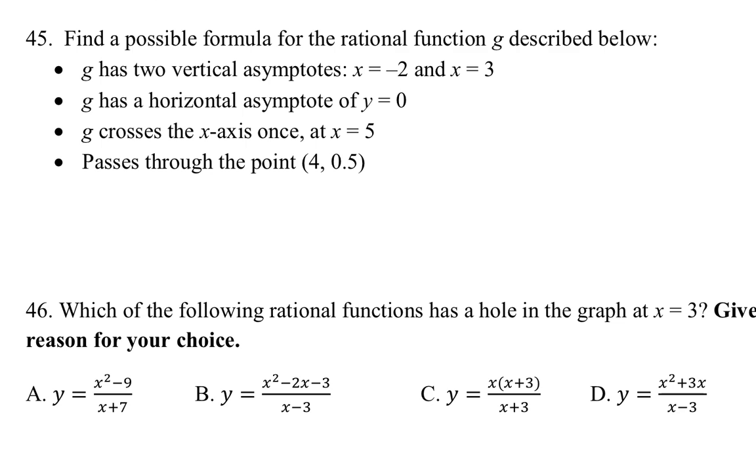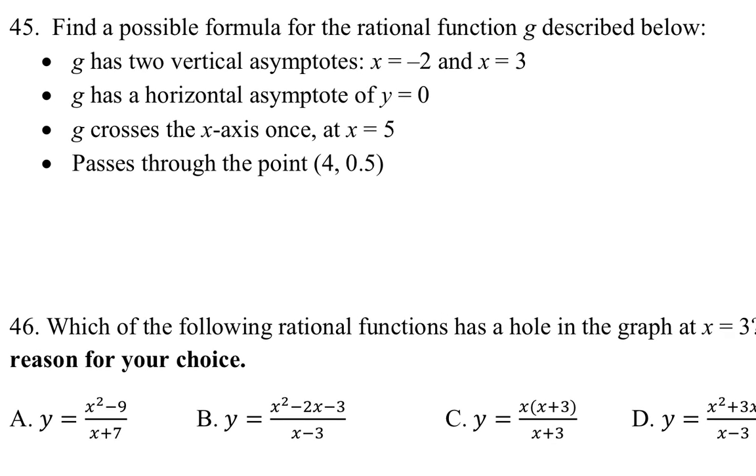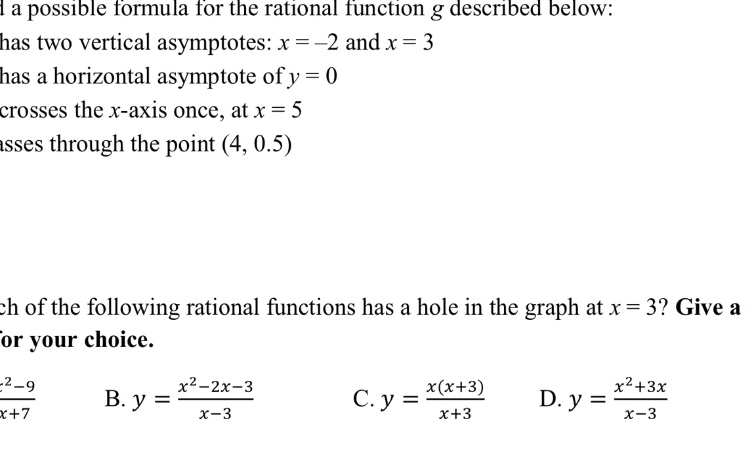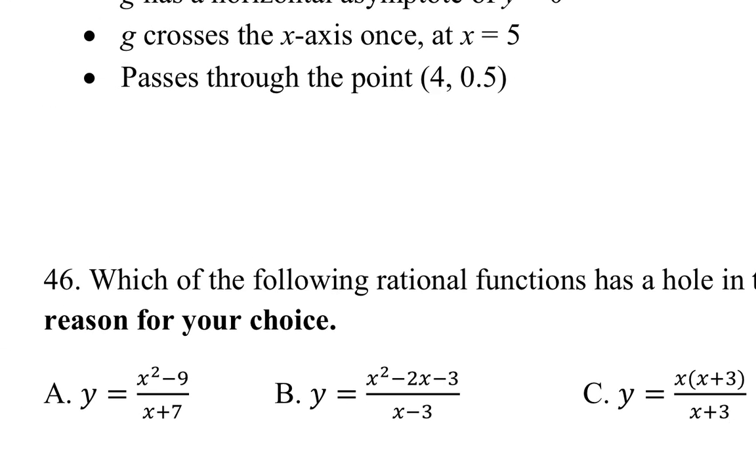Moving on to number 45, we want a possible formula for a rational function described here. So g is going to have two vertical asymptotes, x equals -2 and x equals 3. That means that we want to have x plus 2 and x minus 3 in the denominator, just because those are going to serve as our asymptotes.